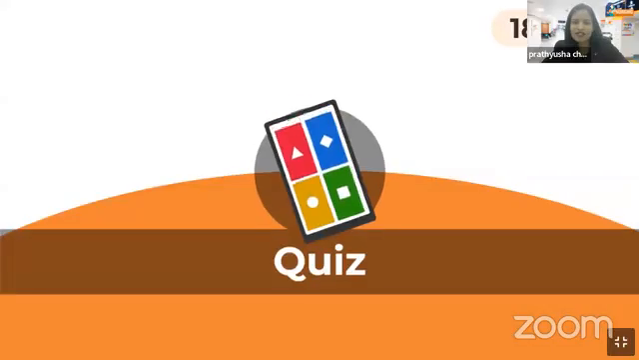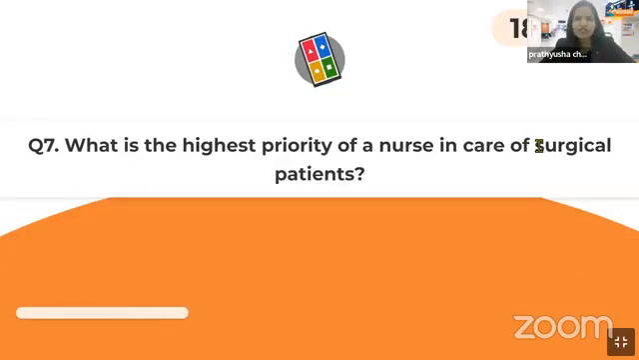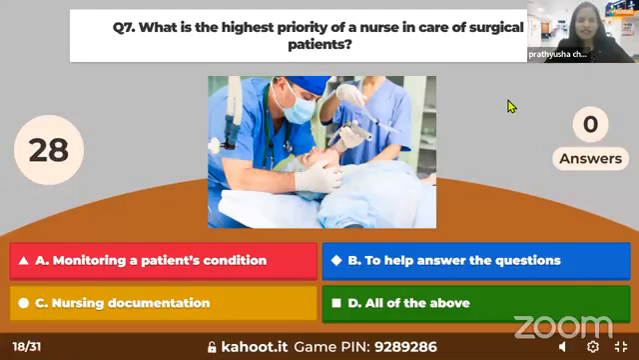So let's go for the next question. It again has double points, so make sure you score higher to change your scoreboard. What is the highest priority of a nurse in care of surgical patients? What do you think the best answer would be? What is the highest priority of a nurse in care of surgical patients?